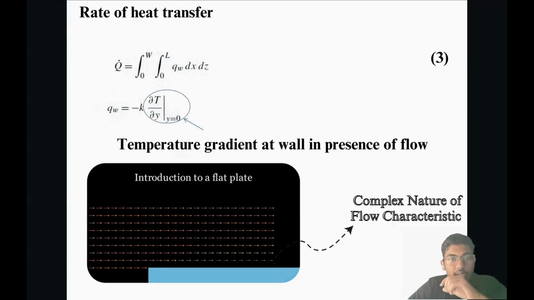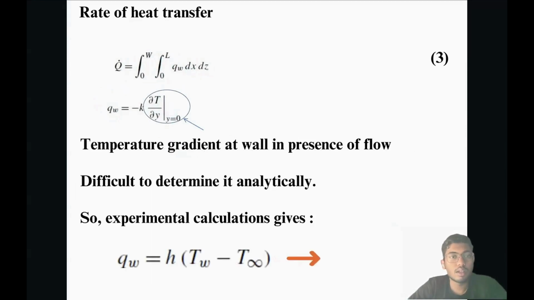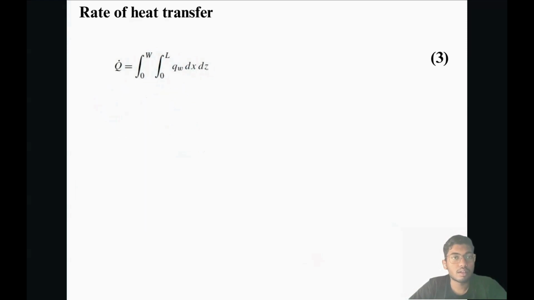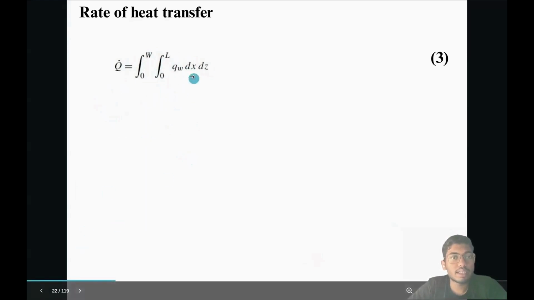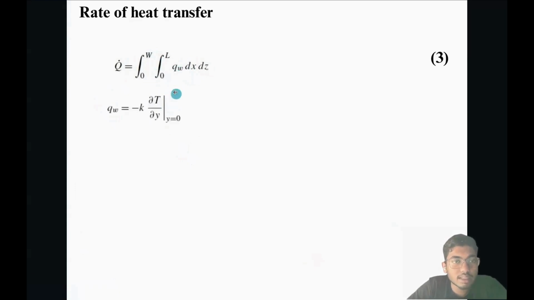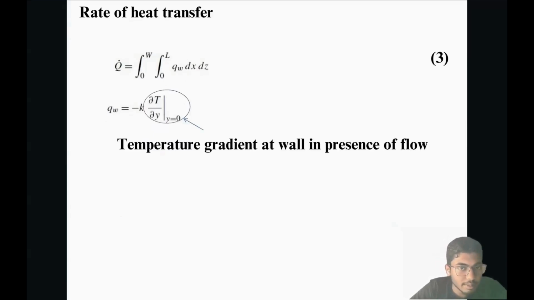Now, when we write the equation, this QW has the term dou T by dou Y. What is this? This is a differential equation at the interface of both the phases. Now let us look at what is happening at the interface. Temperature gradient at the wall in presence of flow. So there is a flow of air, and at that interface, we have to find the differential of T. That is how T is varying over the axis of Y.